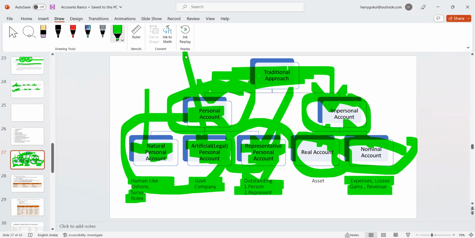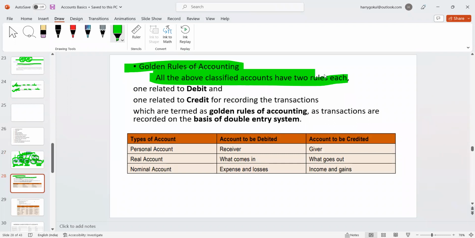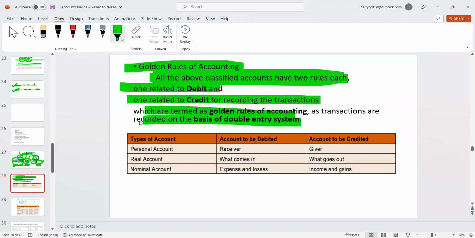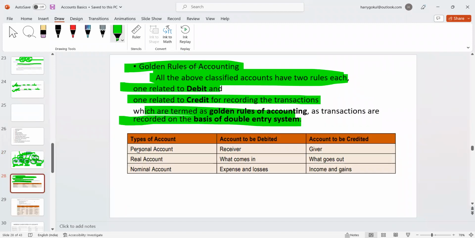Based on that, we have something called the golden rules of accounting. For all the above classifications, due to the double entry system, we have debit and credit to represent two sides of a transaction. To record the basic double entry system, we have the golden rules. Why are we calling it golden rule? Because it's a traditional approach which has been used from long ago.